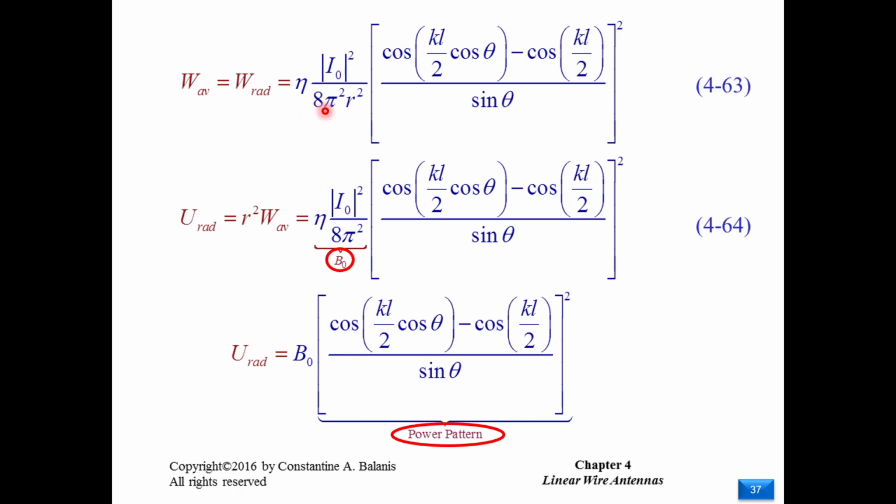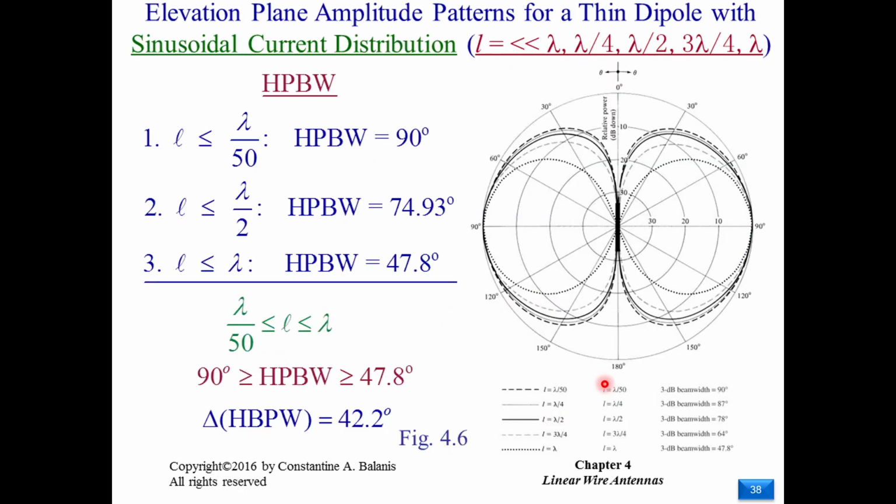So this is the expression for radiated field. The power intensity is just multiplying this by R squared, so it's a certain parameter multiplied by this expression squared. And if we want to draw the radiation pattern in the elevation plane, because in the azimuthal plane we have uniform, there is no dependency on phi.